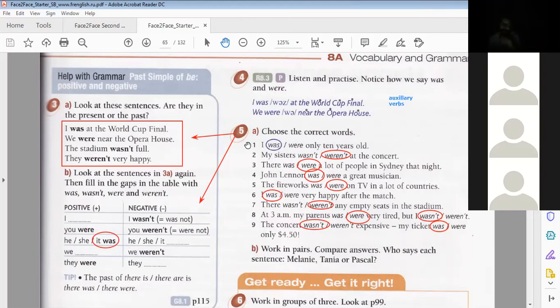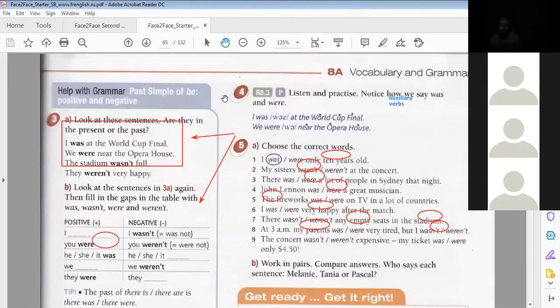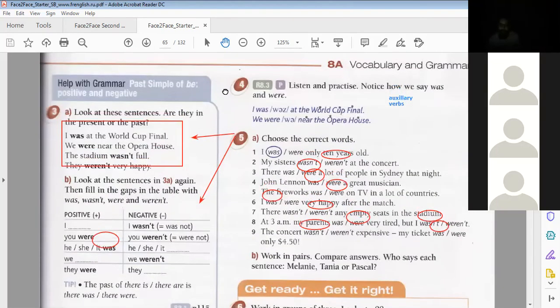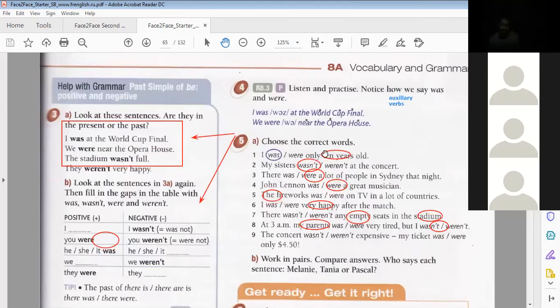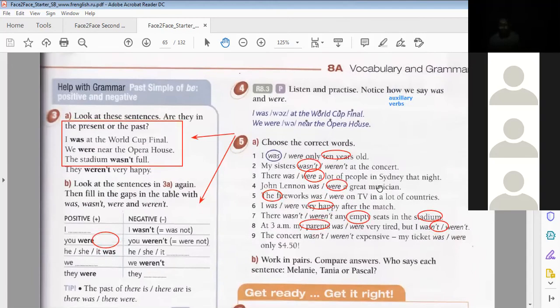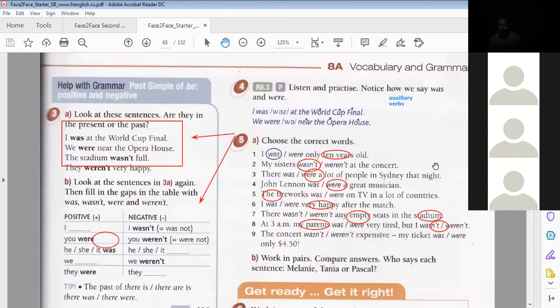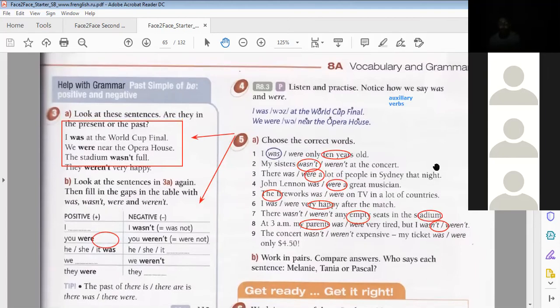In the listening, the first one was Melanie, if you remember. Melanie was the first one who spoke about the concert. So I was 10 years old, I think this was not Melanie. This is Tanya. And number 2, Melanie, yes. What about number 3? There were a lot of people in Sydney that night. Tanya, correct, yes. Tanya, that's right.